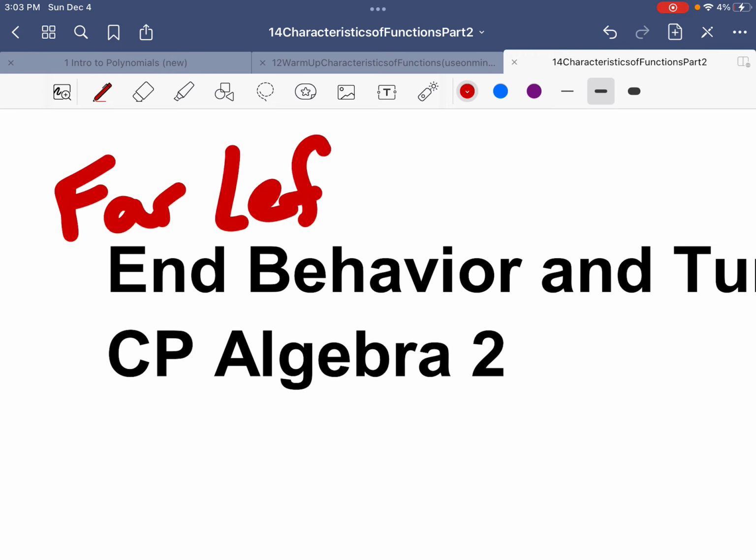X to positive infinity means to the right. We look to the right, and we see that the graph is going up. X to negative infinity means we look at the left. On the left side of the graph, it's going up. And so end behavior is what the graph is doing to the far left or far right.